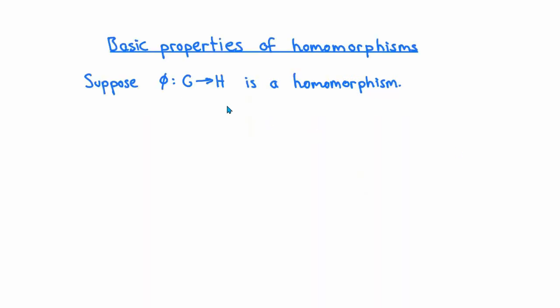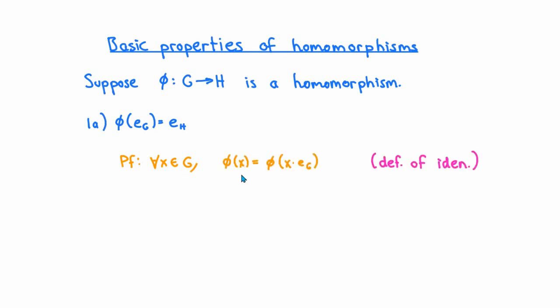So let's suppose that phi is a homomorphism from a group G to a group H. The first property that we'd like to prove is that phi must map the identity element in G to the identity element in H. To see why this is true, first choose any element x in the group G, and notice that because x is equal to x times the identity, phi of x is equal to phi of x times the identity.